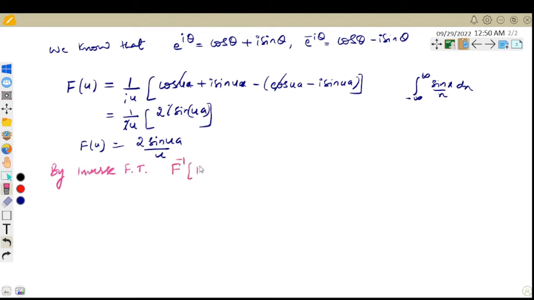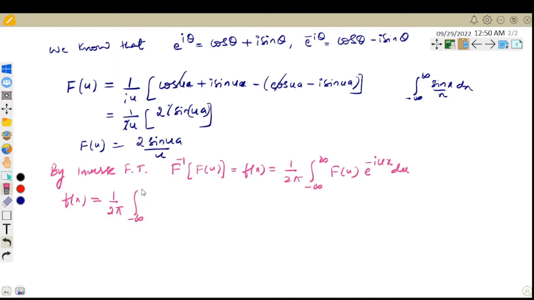The inverse Fourier transform, F inverse of F of u, can be written as f of x equal to 1 by 2 pi times the integral from minus infinity to infinity of F of u into e raised to minus iux into du. Okay, fine. So now let us write f of x equal to 1 by 2 pi integral from minus infinity to infinity. F of u you can substitute as 2 sin au divided by u, into e raised to minus iux into du.